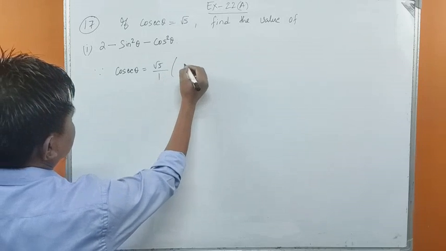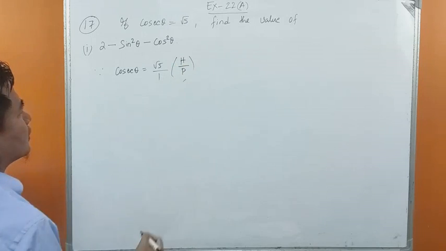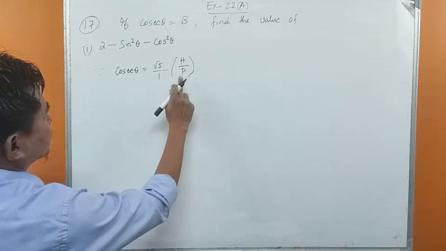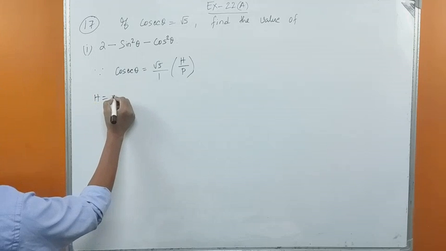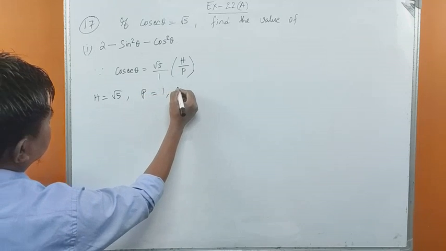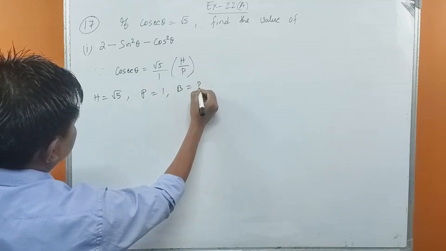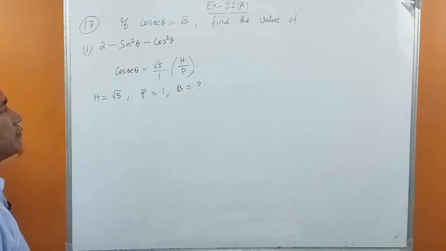So cosec theta means hypotenuse upon perpendicular. Opposite of sine theta is cosec theta, isn't it? So we have hypotenuse. Hypotenuse is given to us, root 5. Perpendicular is 1. Now we need base. Base is unknown to us, so question mark. Okay, now let us use Pythagoras theorem and find base.